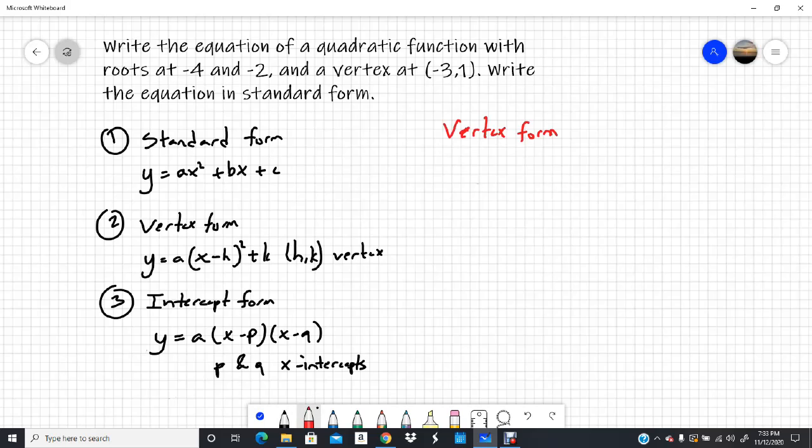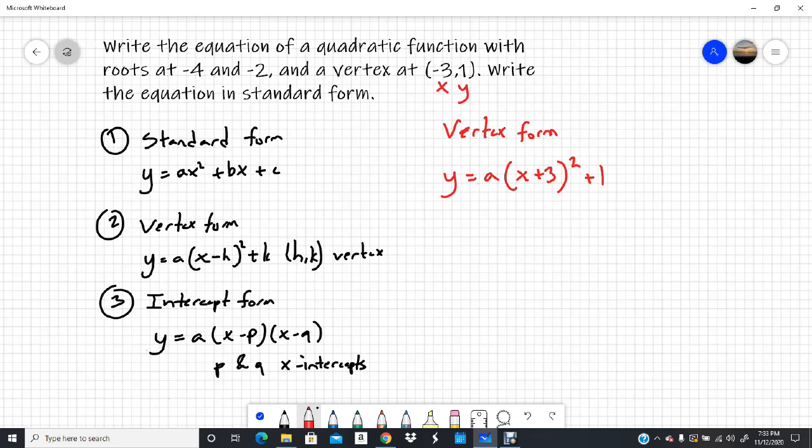So we're being provided the vertex, and that's going to turn into y equals a(x plus 3) squared plus 1. In the parentheses, the x value of the vertex becomes the opposite sign. So you can think of it as, what makes the parentheses 0. Since we have -3, that would be plus 3, that's what we put in there.